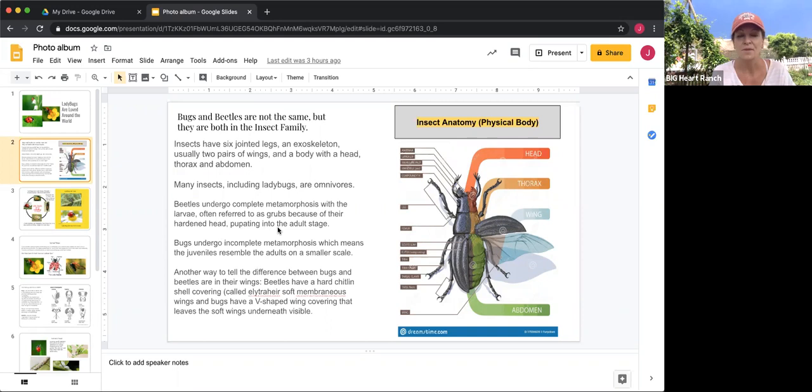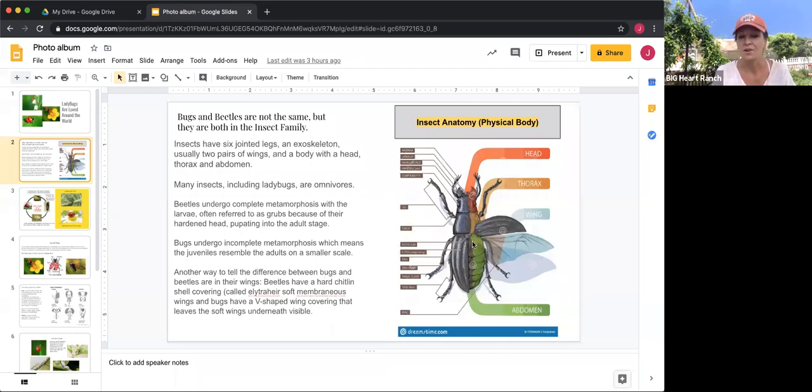And it will pupate into an adult. Bugs, on the other hand, don't have a complete metamorphosis, which means that the babies are born like small adults. So they don't go through that process where they're a larva and then change into an adult. Another way to tell the difference between bugs and beetles is their wings.